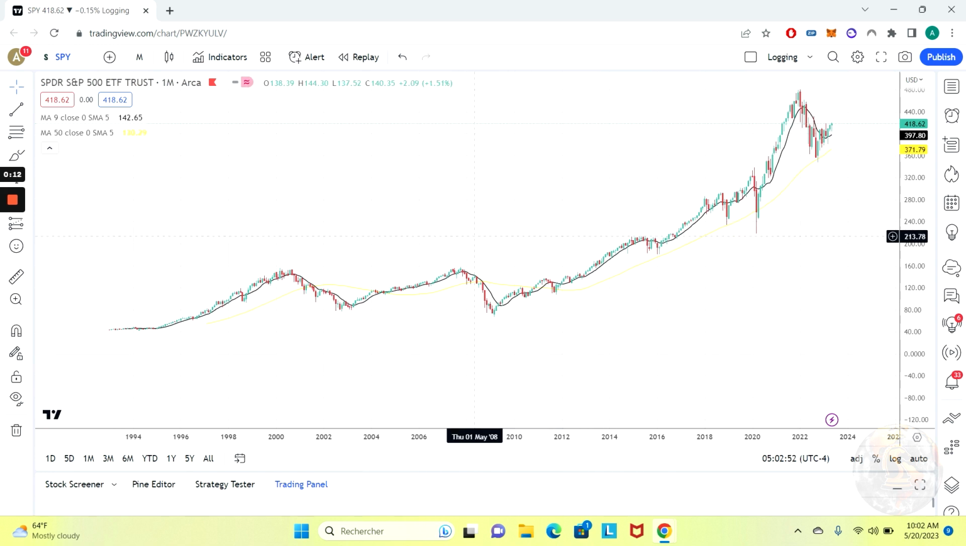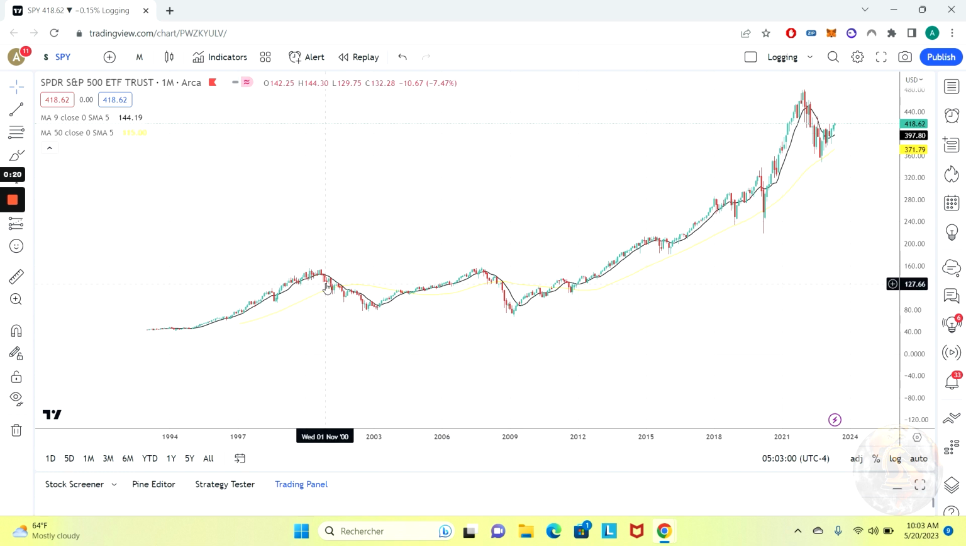One is when it moves sideways, something like this, or one where it goes up and down. So when it moves sideways, we call that a consolidation. And when it goes up or down, we call that a trend.